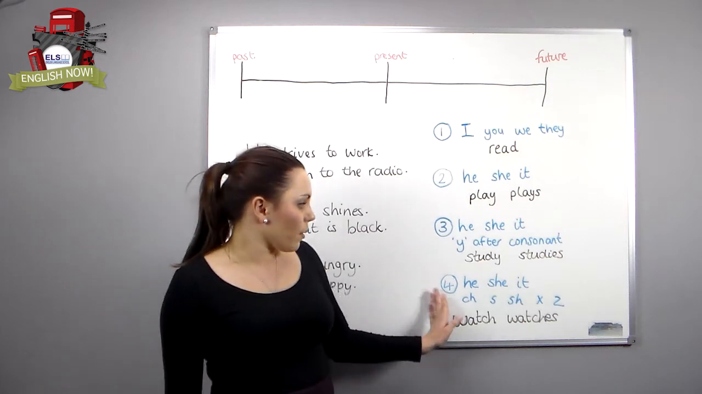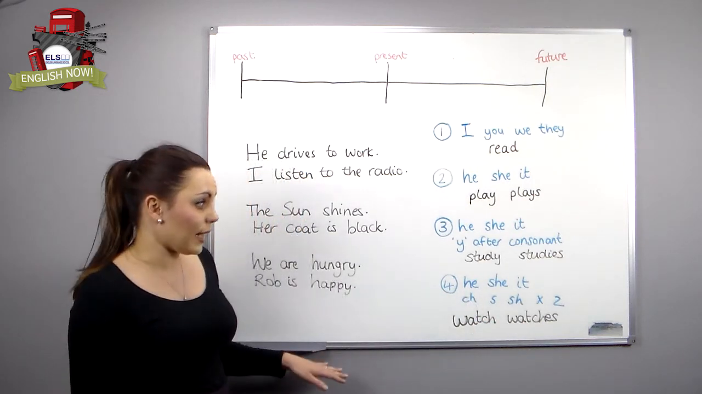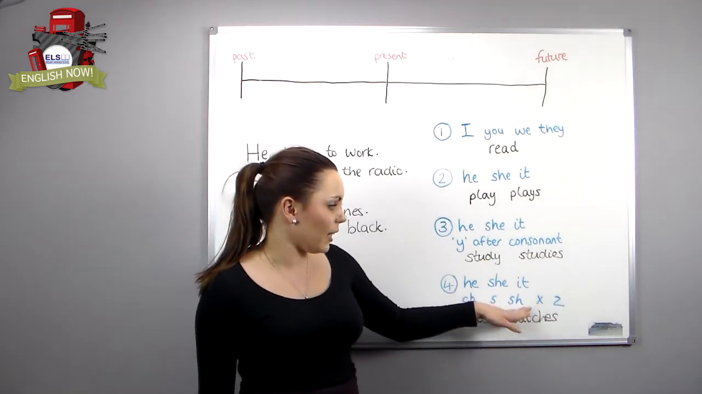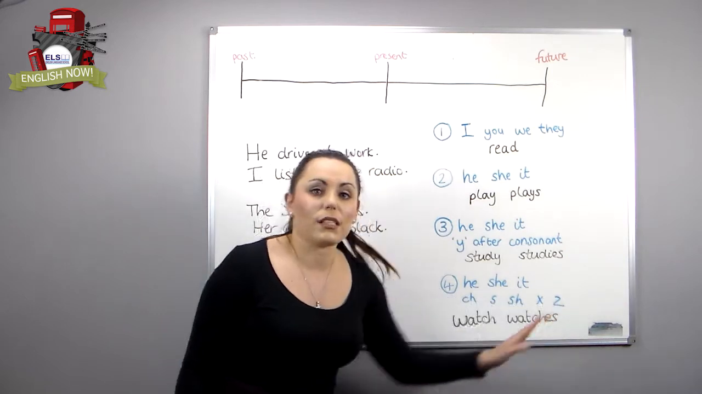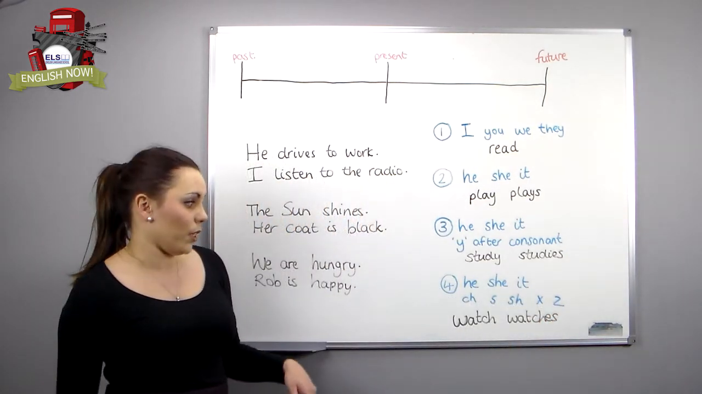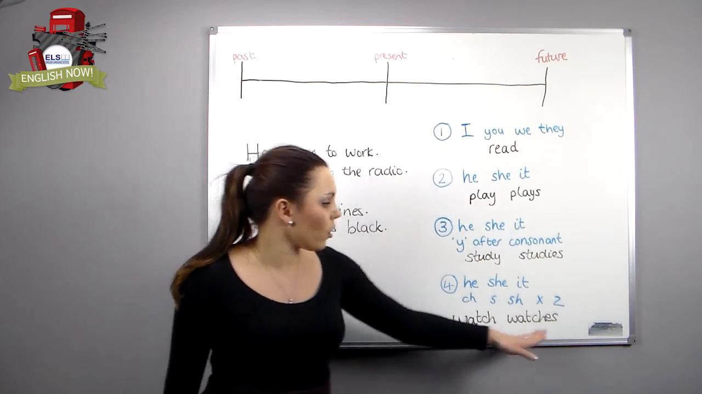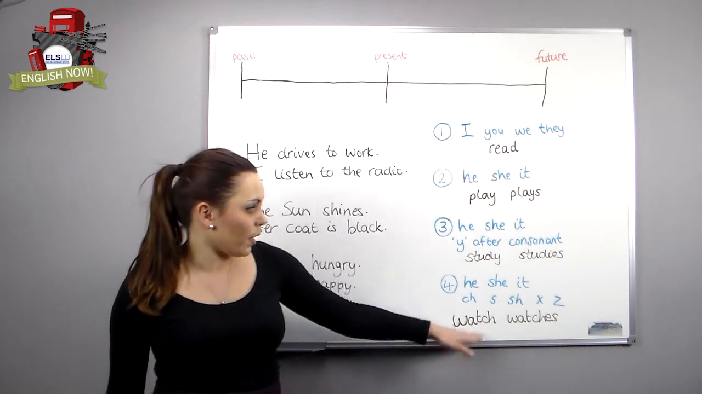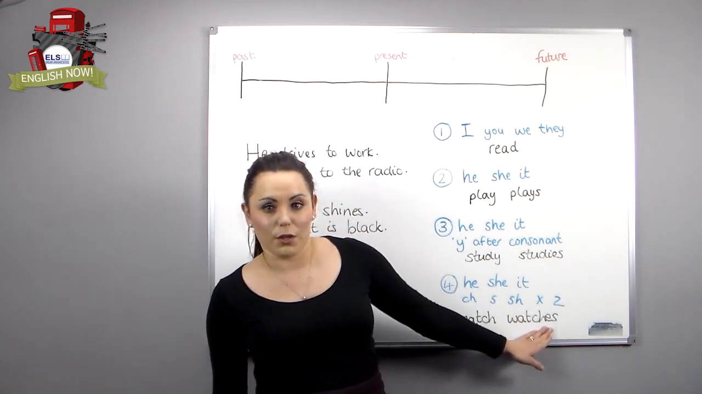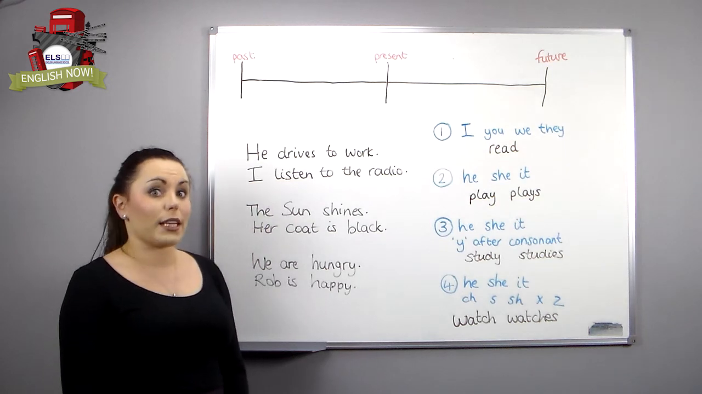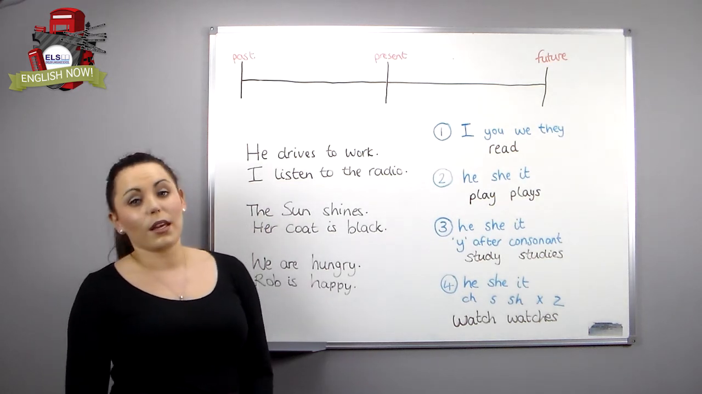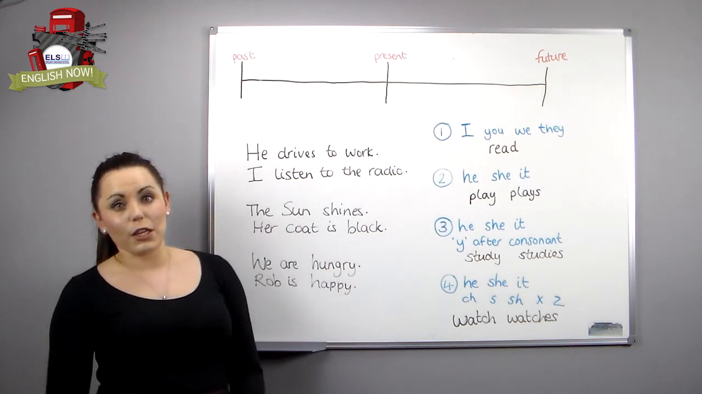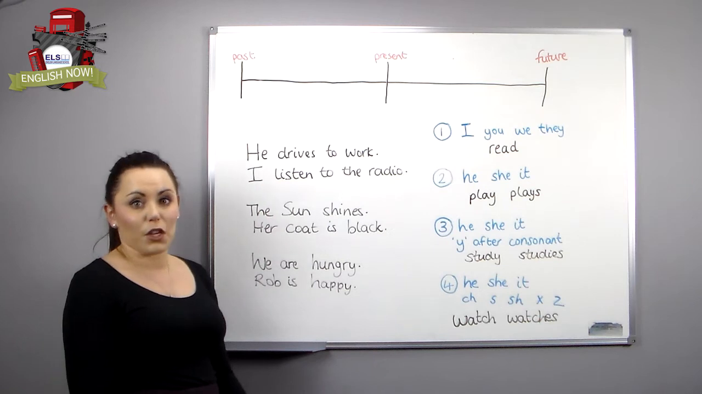Lastly, if the subject is he, she or it, and the verb ends in CH, S, SH, X or Z, we add ES to the verb word. For example, watch would become watches. They watch television. He watches television. We also have 4 irregular verbs in the simple present tense: be, do, have and go. For more information on those words, please watch our verbs video.